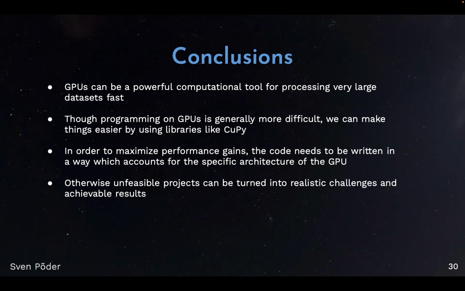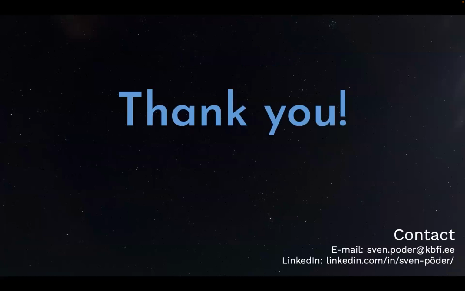What's very good about libraries like CuPy and GPUs is that they can turn projects that are unfeasible at first into realistic challenges, and they can be turned into achievable results. So with our example using Gaia DR3, just doing minor modifications to the code, doing extra work for a week or two, we can actually finish our project, which we couldn't before because it took so long. So I thank you for your time, and I'm ready for any questions if you have them. Thank you.